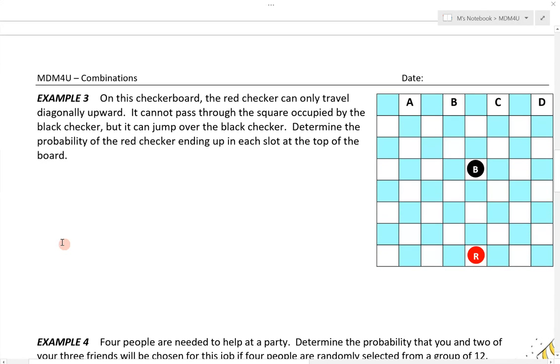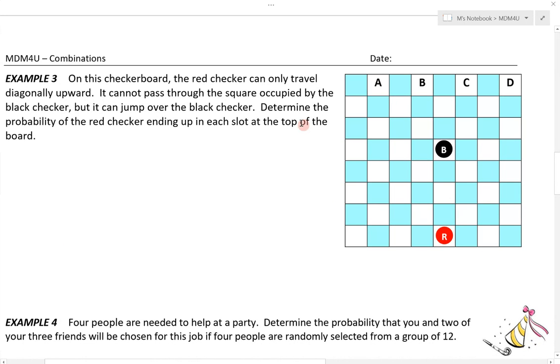Okay, example number 3. On this checkerboard, the red checker can only travel diagonally upward. It cannot pass through the square occupied by the black checker, but it can jump over the black checker. Determine the probability of the red checker ending up in each slot at the top of the board. So we kind of have to look at counting using Pascal's triangle. How many ways are there to get to each of these spots at the very top of the board?